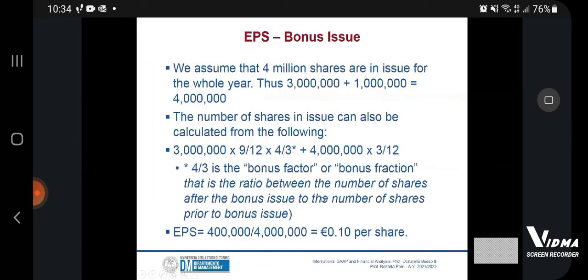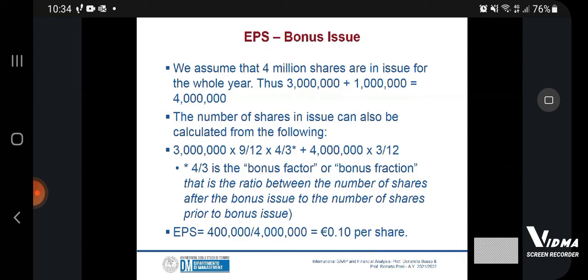for the exercises. The importance of bonus factor or bonus fraction over here is not the idea that we just use that to calculate this amount of shares. This is also easily thought of as we did, but we can use the inverse of bonus factor. The inverse of bonus factor is 3 to 4. The bonus fraction itself is 4 to 3. The inverse is 3 to 4, okay? How we use that? To restate the earnings per share for the previous year.